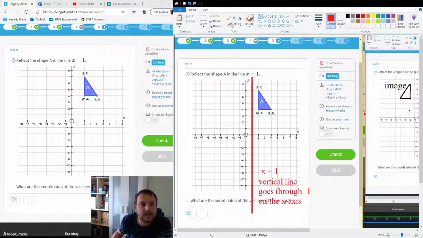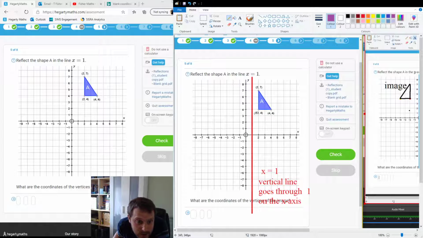Now this is where we have to start really being okay with visualizing. Basically, if I look at this coordinate here, this 2, 4, I might ask the question, well, how far away is it from the mirror line? It's 1 away. So let me put that on there. It's 1 away from the mirror line. It's going to flip over there and be 1 away from the mirror line.